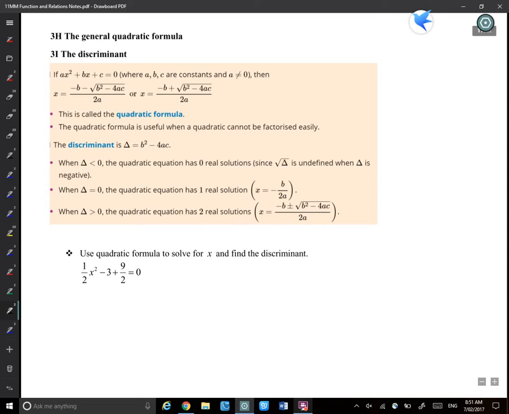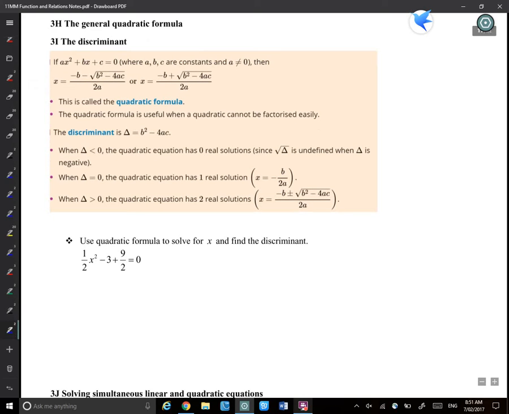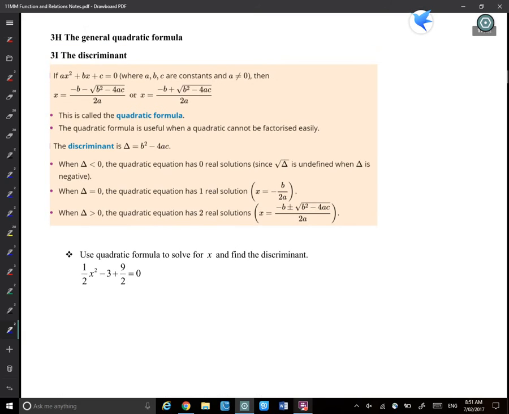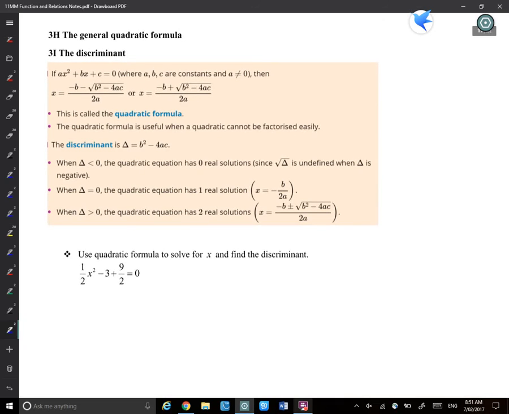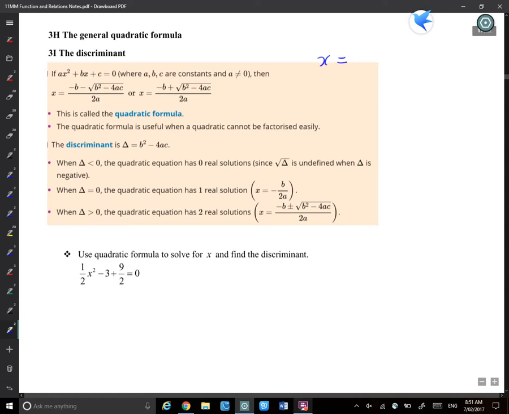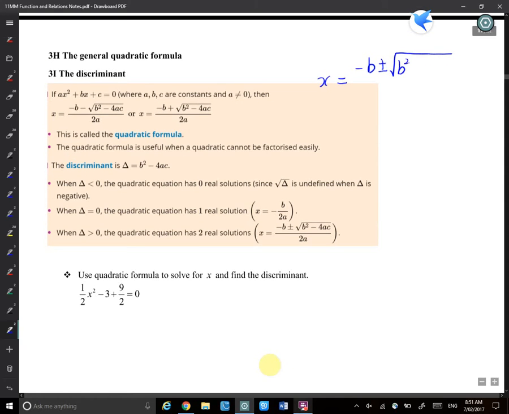Okay, so this is what we have learned in year 10, and that's what I grabbed from the year 10 book. That's a screenshot of the year 10 book. So the general quadratic formula: x equals minus b plus or minus the square root of b squared minus 4ac, over 2a. Okay, that's the general equation.